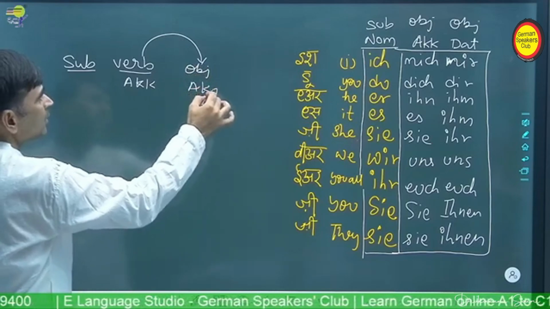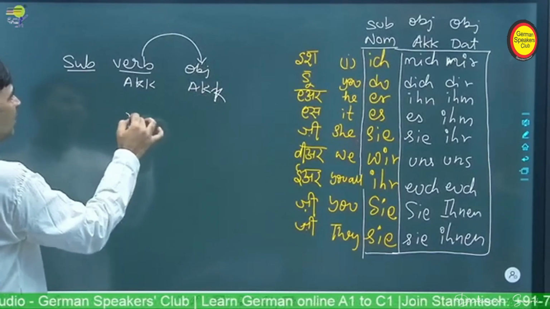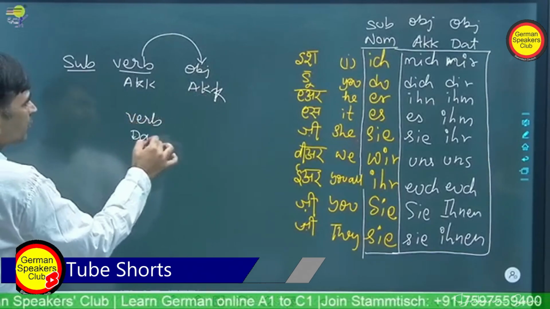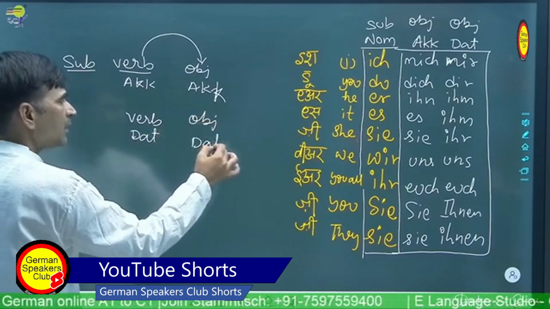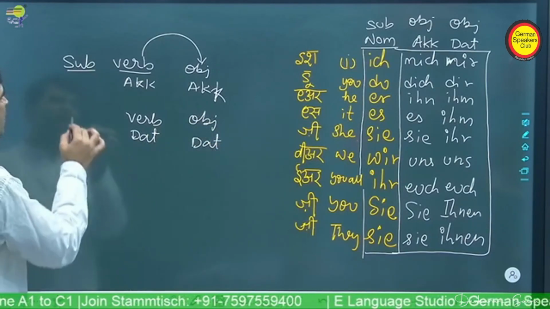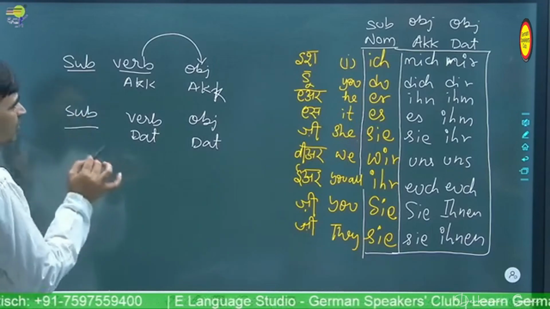Now how you're going to make it in a sentence? First and foremost we have the subject, then we have the verb. If the verb is accusative, then the object is going to be accusative as well. The object over here is going to be from the same category of accusative.